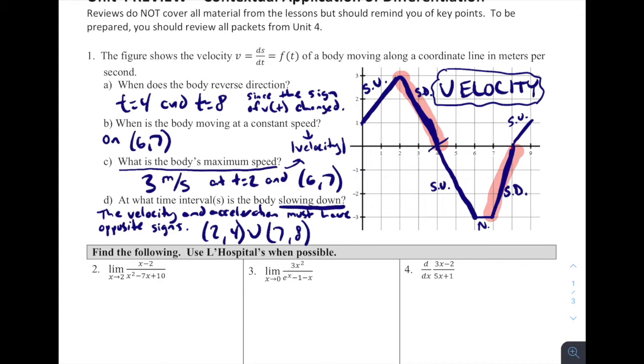Again, reminder that to find the acceleration of a velocity function, we're looking at the slope of the line on those intervals. And so since this slope is positive, the acceleration is positive here. Since the slope is negative, the acceleration is negative here.